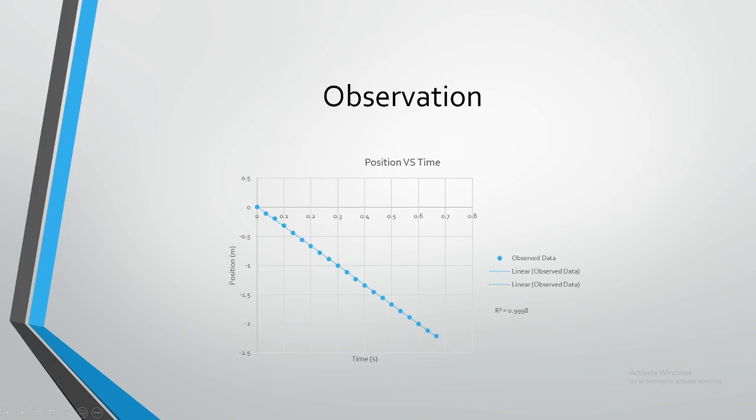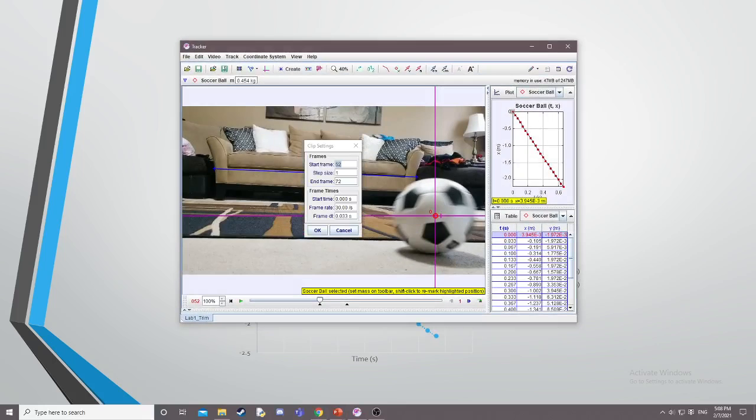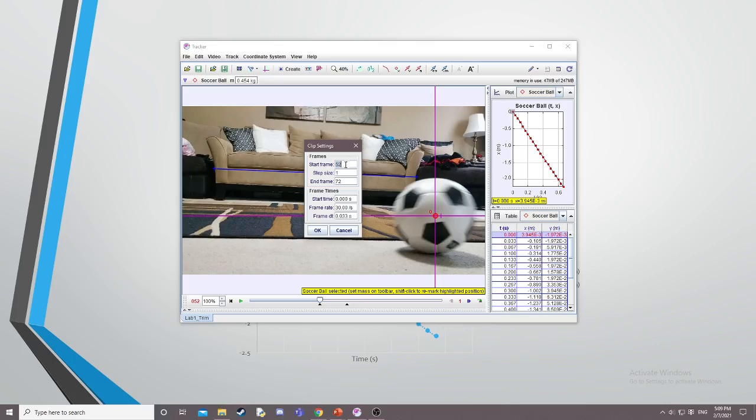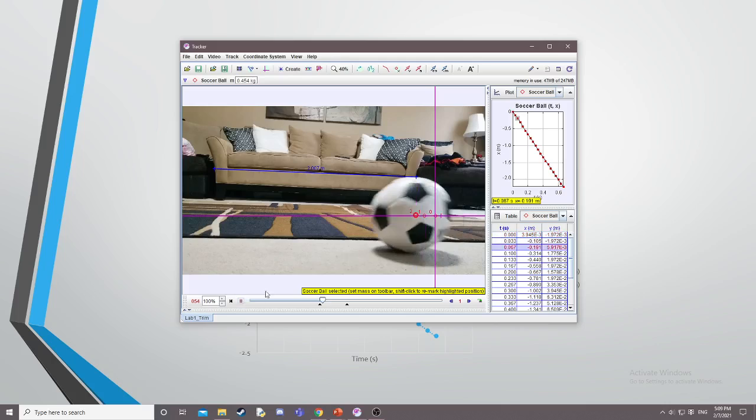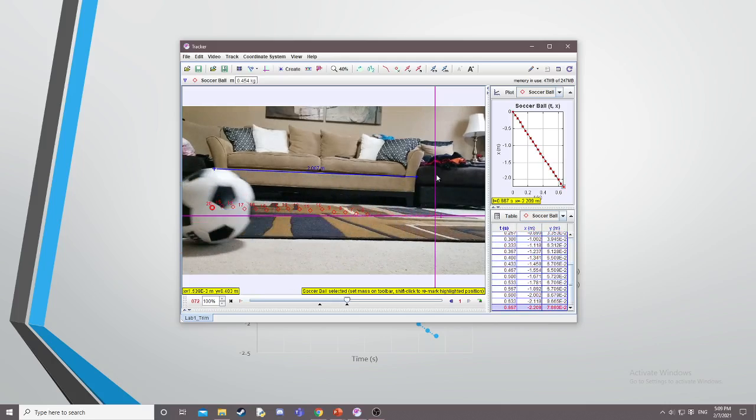Moving on to my observations, I used the app Tracker to obtain experimental data of a soccer ball in motion. You can see here that I took a total of 20 frames, and I filmed at a constant frame rate of 30 frames per second. Here we have my real distance scale, and then we have my coordinate axes modeled so that the ball is going in a negative x direction.